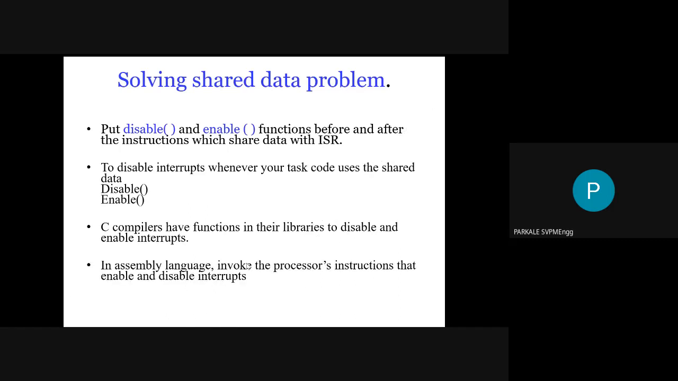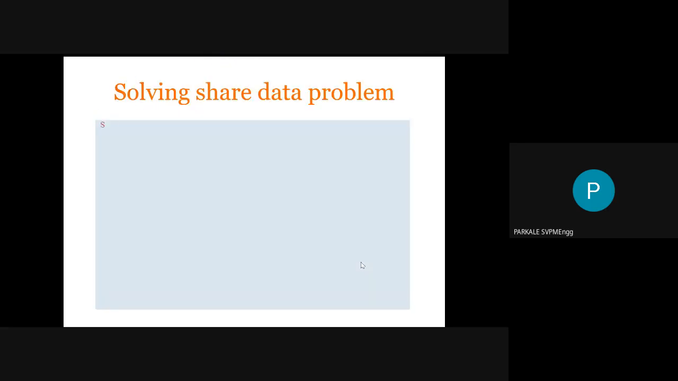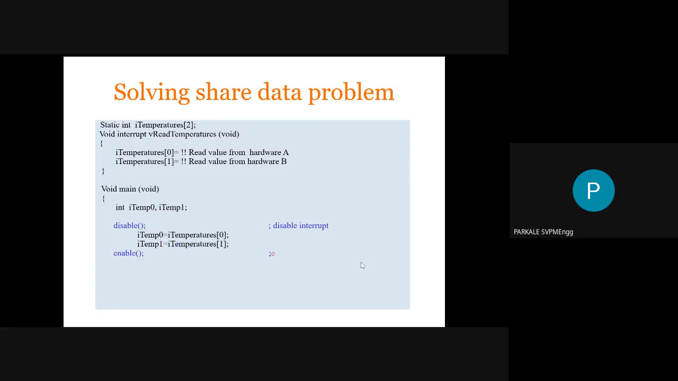Also, there is a functionality to enable and disable your interrupts in your assembly language also. So this is the code which shows you how to deal with the shared data problem by just using two functions. One is called a disable function. Just see, here is a code disable before the use of these two shared data variables, I temperature 0 and I temperature 1. And once this is over, you can enable your interrupt. Okay, so this is a simple way to solve the shared data problem.